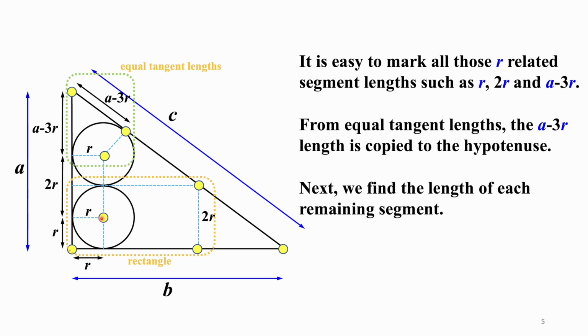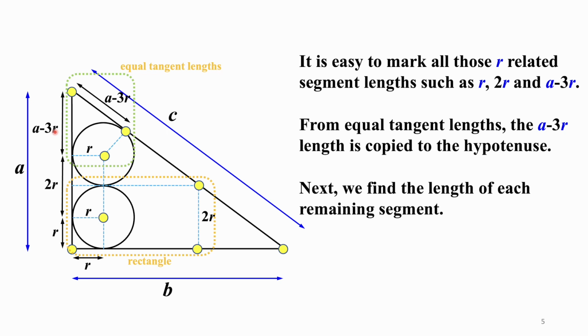So let's start from the perpendiculars. We know through the construction of these perpendiculars, the length here is the radius R, unknown. Therefore, this is a square, R, R, and R. The distance between these two centers is 2R. Therefore, we have a rectangle, R, 2R, and R. So on side A, the remaining length can be easily calculated as A minus 3R.